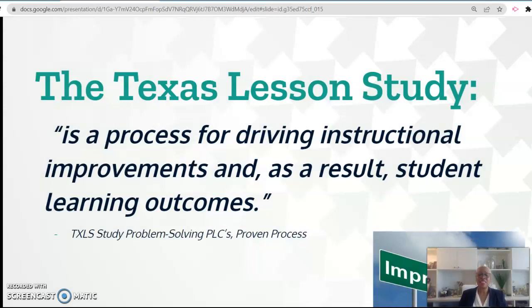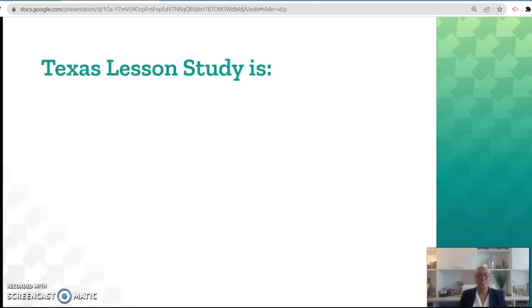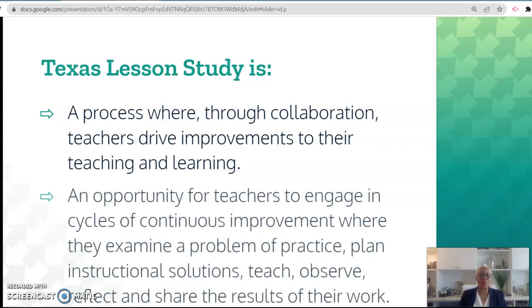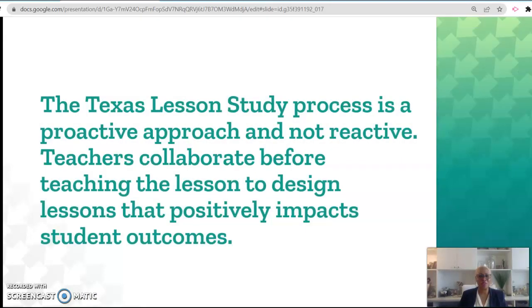The Texas Lesson Study is a process for driving instructional improvements and, as a result, student learning outcomes. It is a process where, through collaboration, teachers drive improvements to their teaching and learning. And it's also an opportunity for teachers to engage in cycles of continuous improvement where they examine a problem of practice, plan instructional solutions, teach, observe, reflect, and share the results of their work.